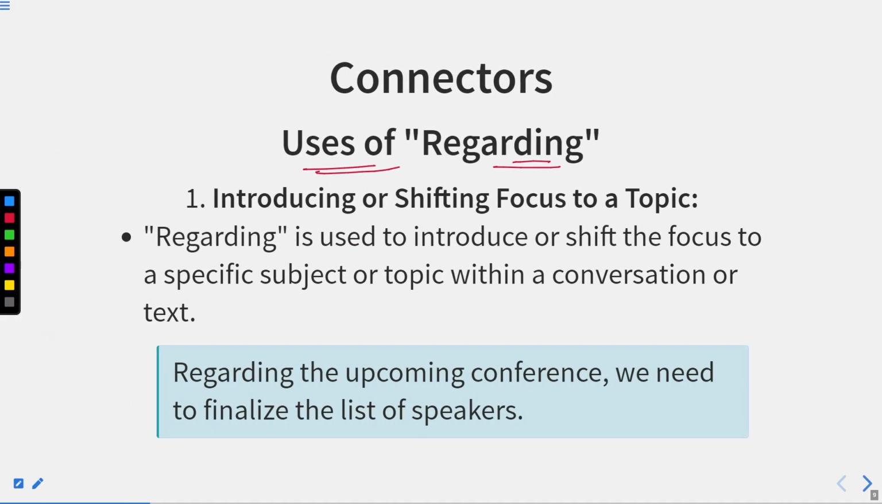Uses of regarding. Now let us discuss some uses of regarding. First of all, it introduces or shifts the focus to a topic.